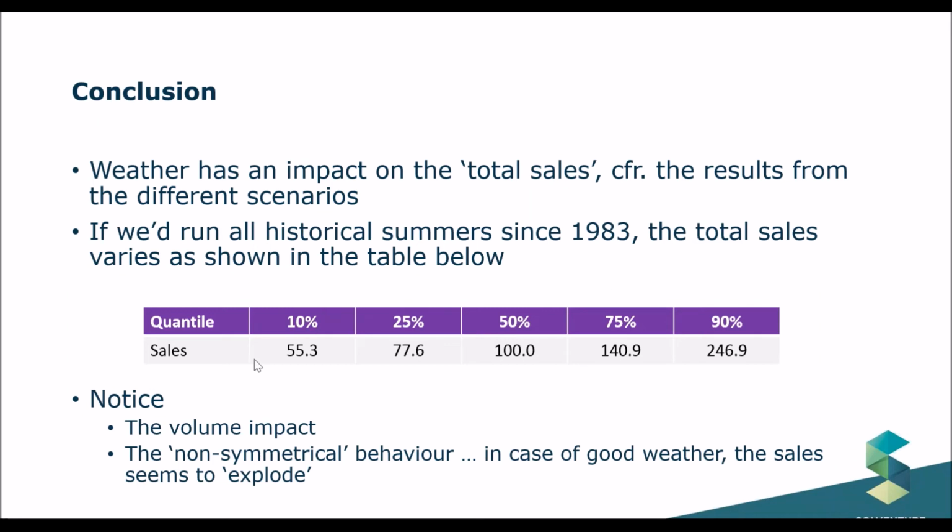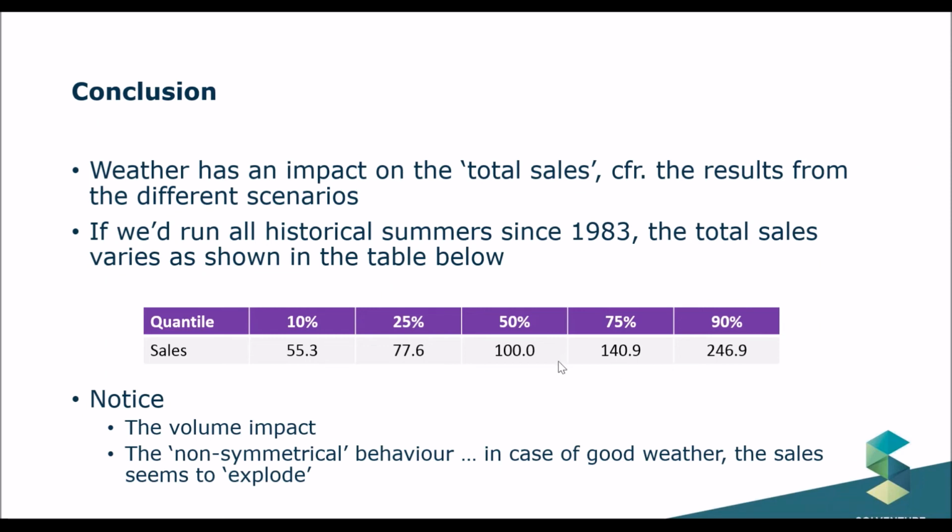It could go even lower, right? So there's still a 10% chance that the actual sales is lower. This is only the 90th percentile, so there's even a 10% probability that the actual sales would be higher. There are observations in the last 30 years. We have, let's say, even more extreme weather situations. So you see that for this product, there is really a very significant weather impact.